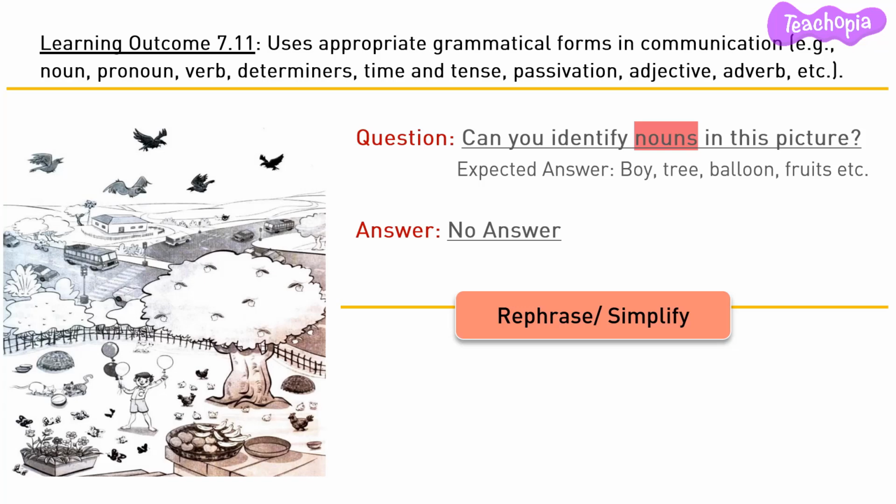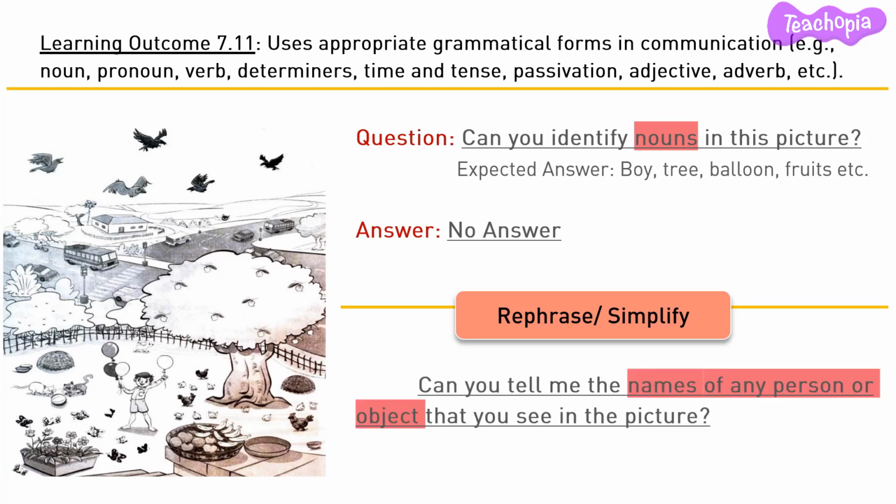So teachers, please note, one thing that you can do while simplifying questions is look up simple explanations for certain words on the internet in English, and that will give you simpler words that you can use while talking to the children or while asking children questions. And if they are not able to understand it, you can use the simpler English words for these words. So you have rephrased the question and you have asked the child, can you tell me the names of any person or object that you see in the picture?